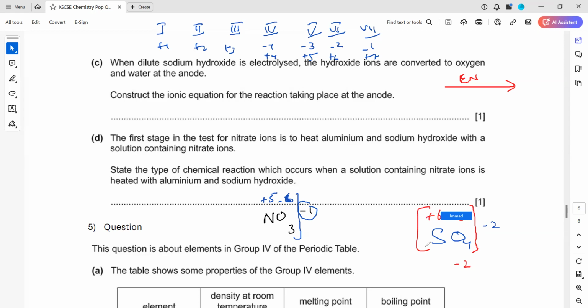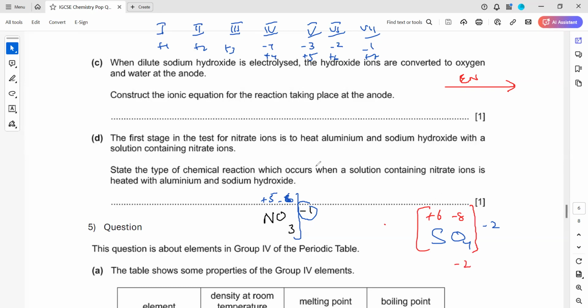So it should be +6. It means that even a non-metal can have positive oxidation numbers. So the sulfate ion, SO4 with a charge of -2, has sulfur at +6.